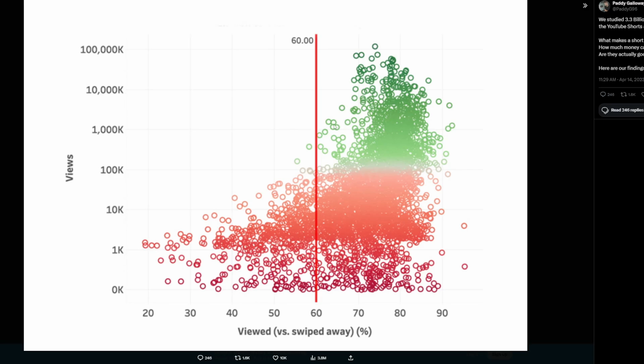If you guys want to find this data, just search up Patty Galloway shorts into Google search and you should find it. It's a Twitter thread. So generally what we see here, ceteris paribus, with everything else held equal, higher swipe through rate is correlated with higher views. So okay, that's pretty obvious by now. It makes sense why that would be the case. So let's see exactly where the cutoff is.